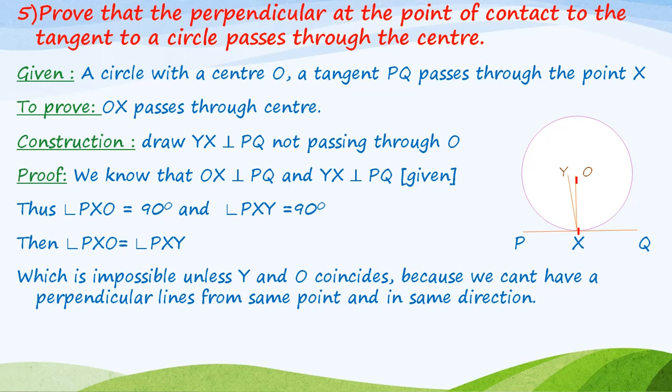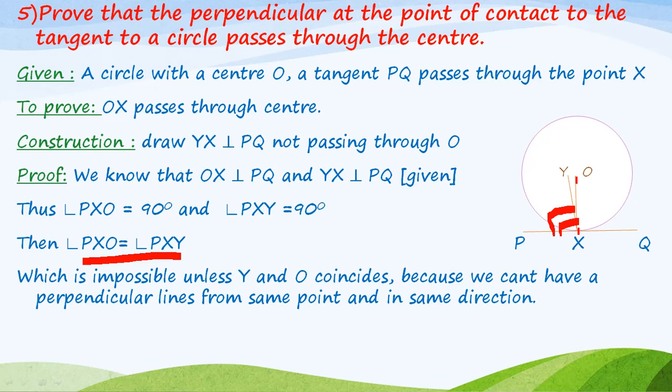Thus, PXO is 90 degrees, because the radius is perpendicular to the tangent. PXY is also 90 degrees by construction. In the given, PXO is 90 degrees; in the construction, PXY is 90 degrees. Then PXY and PXO must be equal, both being 90 degrees. Therefore, PXO and PXY are equal, which is impossible.